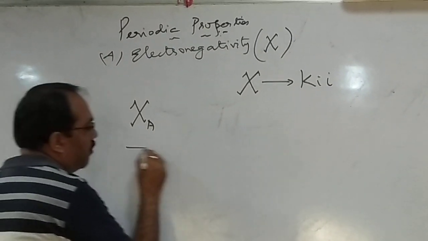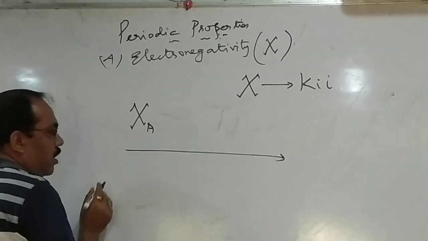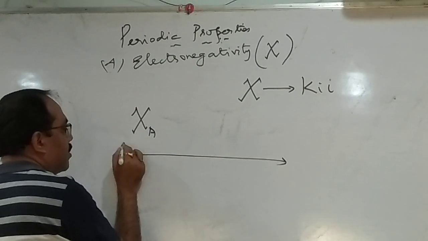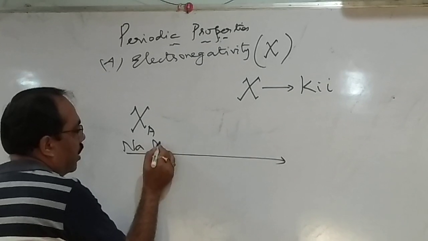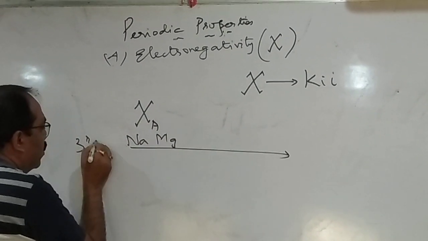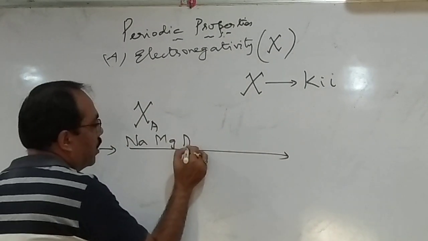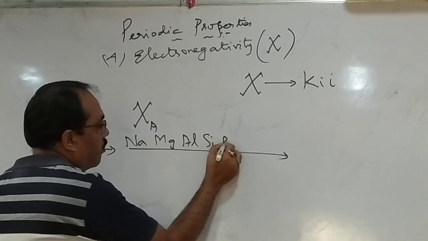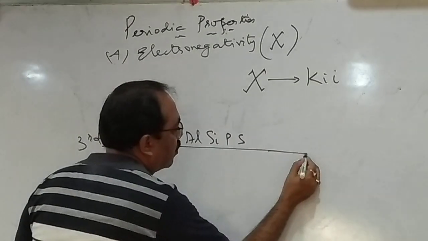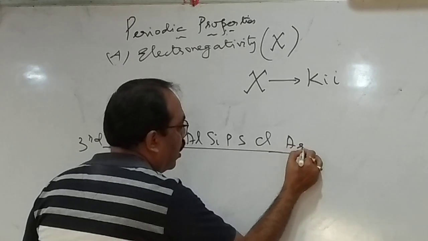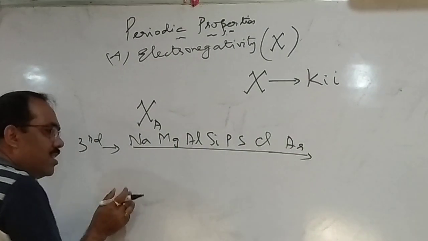Similarly, when you move from left to right across a period, let us say the second or third, any period. Let us say I am taking the third period: sodium, magnesium, aluminium, silicon, phosphorus, sulfur, chlorine, argon. Now, which element has a tendency to gain electrons?